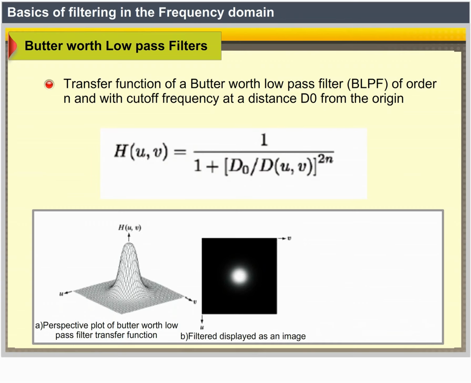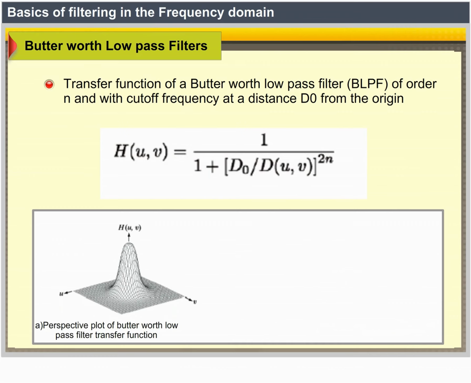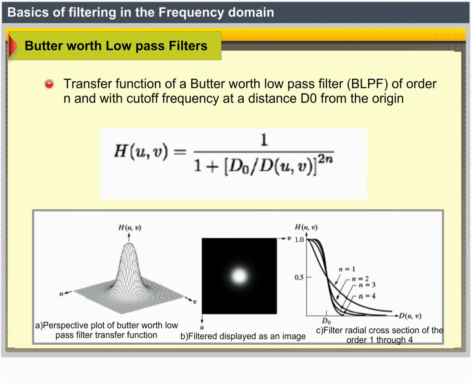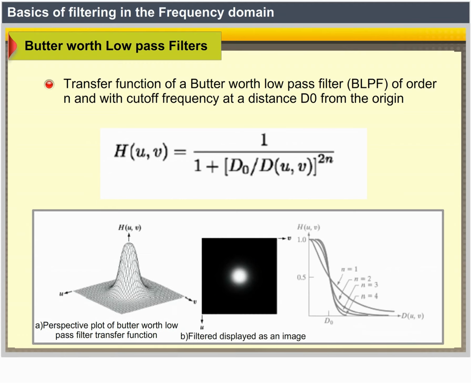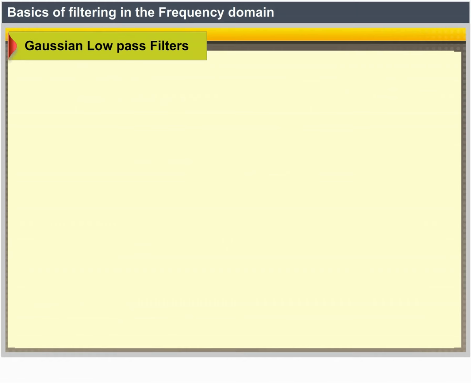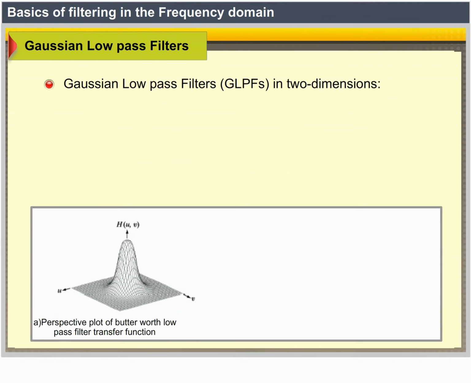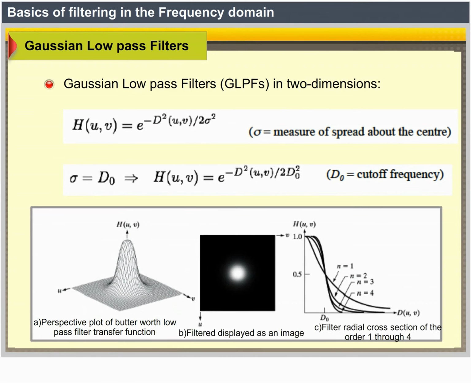Figure A shows the perspective plot of the Butterworth low-pass filter transfer function, B, the filter displayed as an image, and C, the filter radial cross-section of order 1 through 4. Gaussian low-pass filters. GLPFs in 2 dimensions are represented on screen. Figure A, perspective plot of GLPF transfer function, B, filter displayed as image, C, filter radial cross-section for various values of D0.